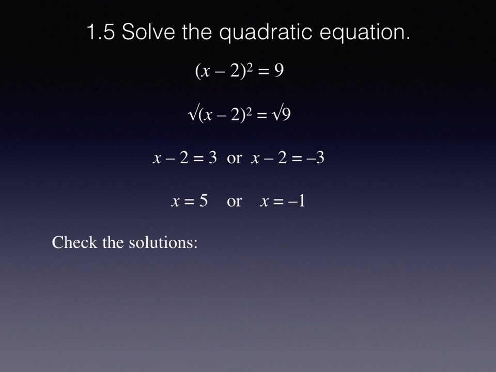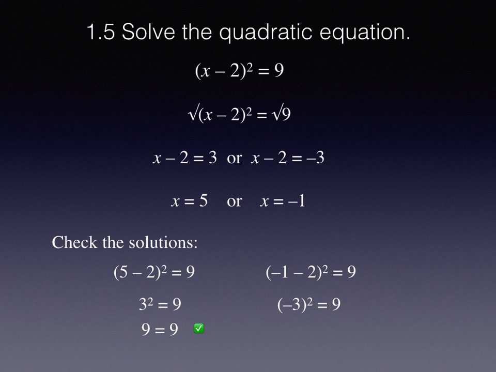Let's check both solutions. First, we'll take 5 and substitute it in place of x in the original and see if it's a true statement. Now let's take -1. So there are two solutions, x equals 5 and x equals -1.